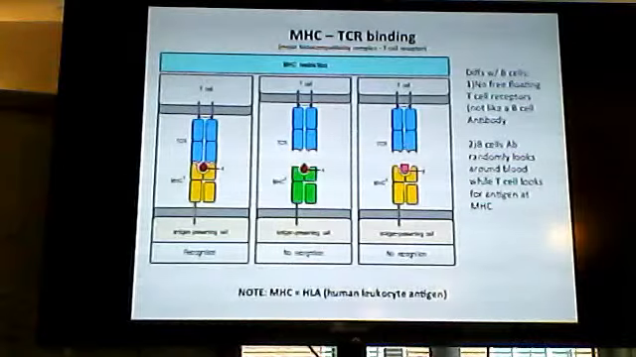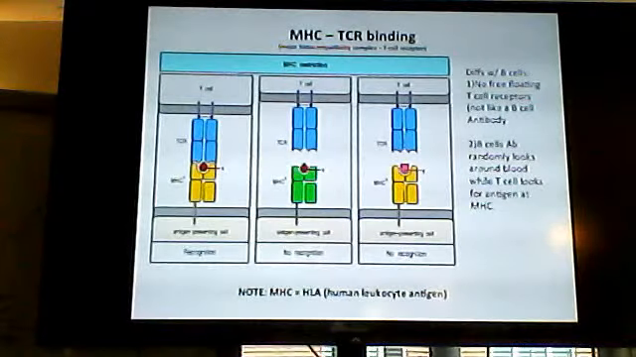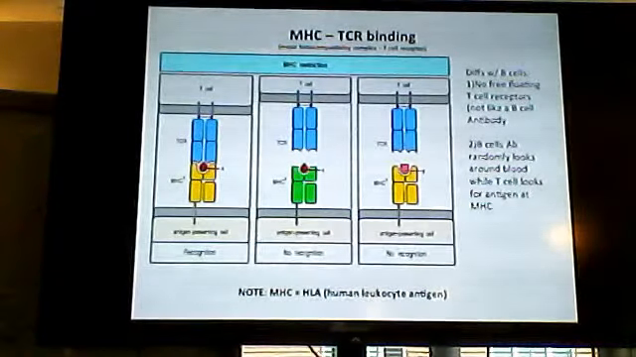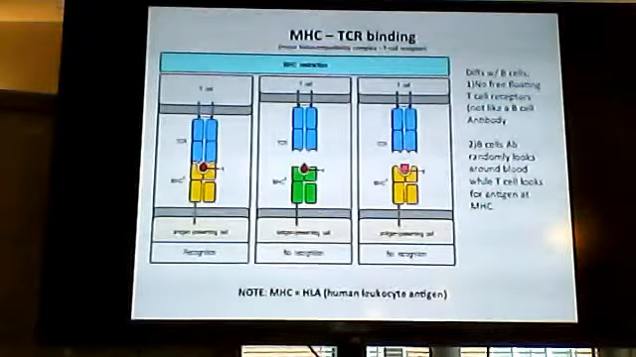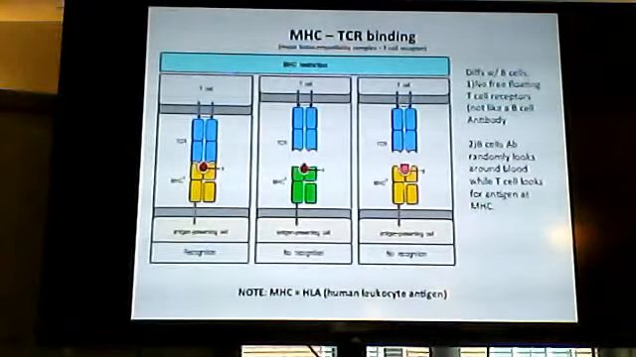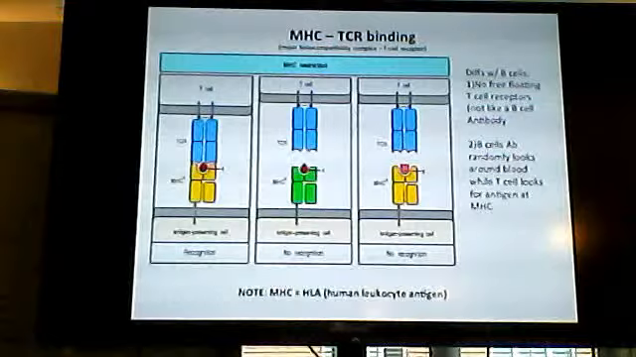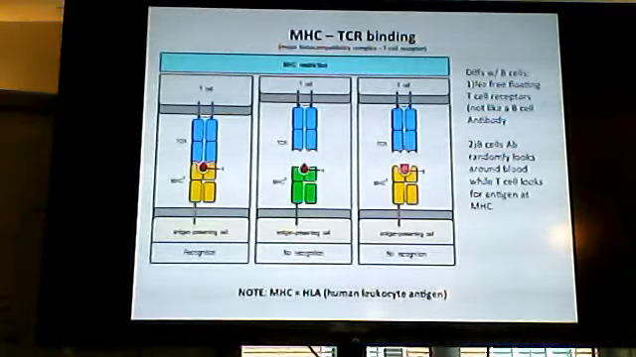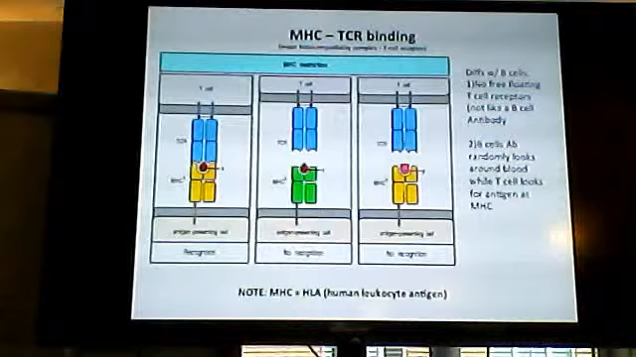Versus a T cell has to have a major histocompatibility complex and an antigen presenting cell present the antigen to it. So those professional antigen presenting cells could be dendritic cells, macrophages, mast cells, things like that.